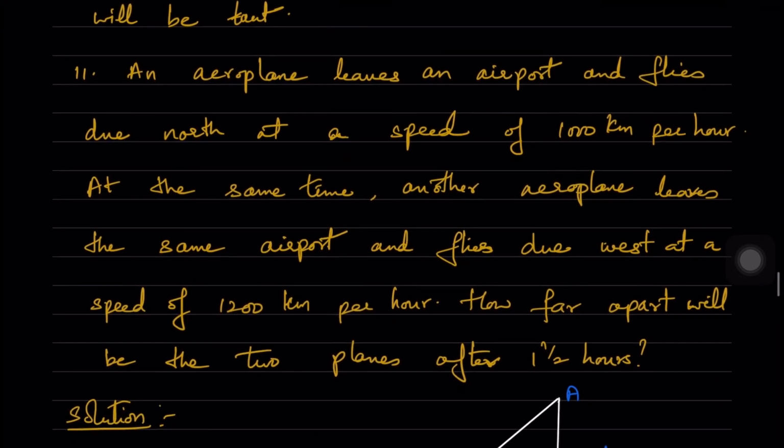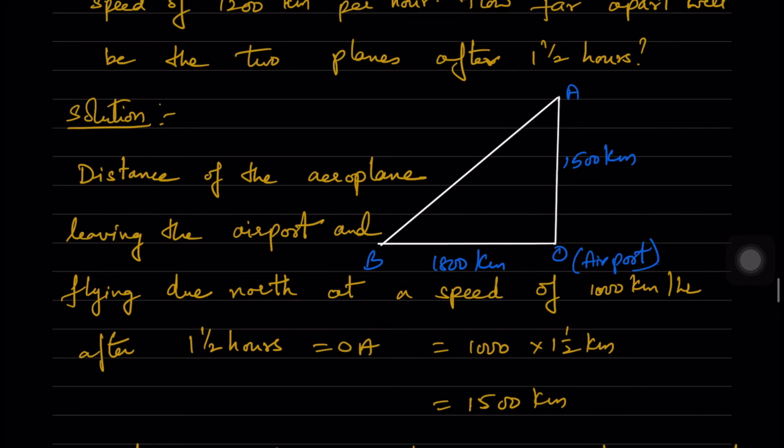Now 11th one. An aeroplane leaves an airport and flies due north at a speed of 1000 kilometers per hour. At the same time, another aeroplane leaves the same airport and flies due west at a speed of 1200 kilometers per hour. How far apart will be the two planes after 1.5 hours?